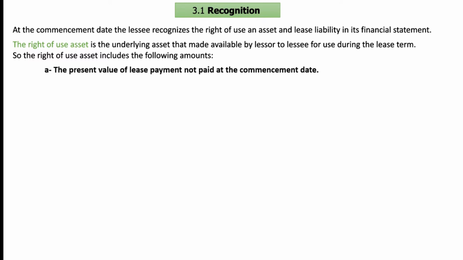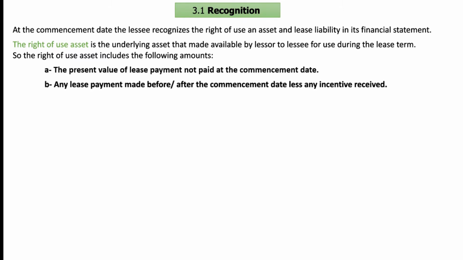Also, the lessee recognizes any lease payment made before or after the commencement date, less any incentive received. So the lessee includes in the right-of-use asset any lease payment made before or after. Let's say the lessor gives 2 months free of charge from the total contract; that would be the incentive and should be excluded from the right-of-use asset.